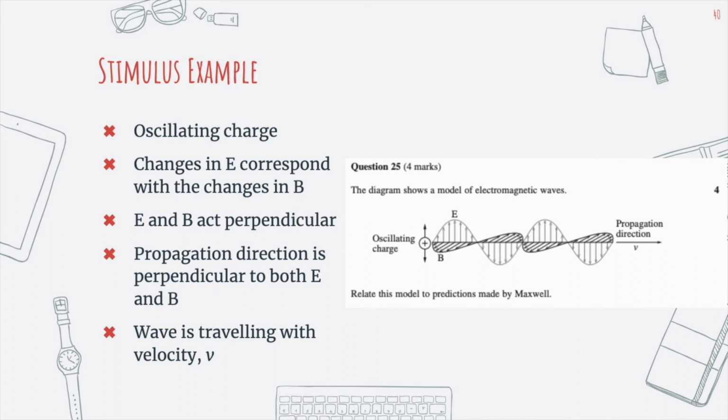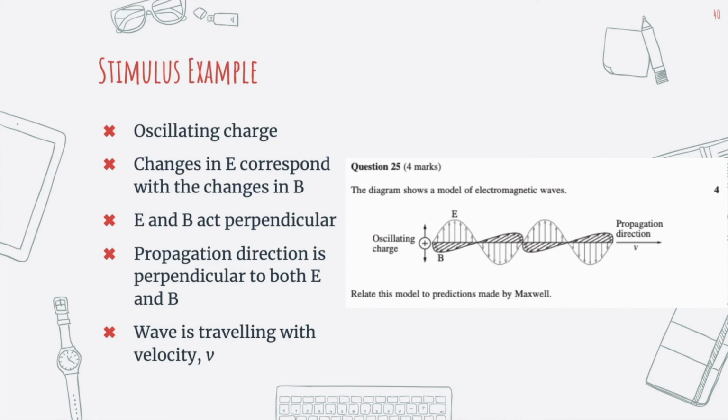Now it's important that we draw everything we can from the stimulus. If the marker has gone to the effort of including some kind of visual stimulus, they obviously want us to use it when addressing the question. If we don't do this, we will not enter into those top tiers of the marking criteria. So, what can we see here? We can see that there is an oscillating charge on the left-hand side. It's a positive charge, but for now it doesn't matter too much. We just know that it is an oscillating charge.